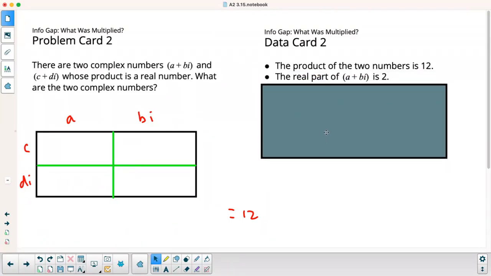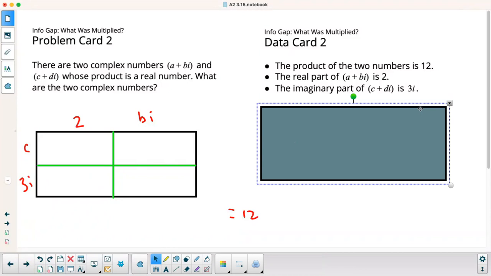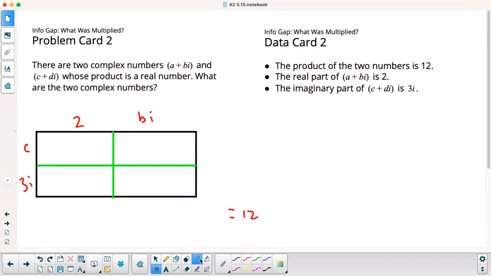What else? The real part of a plus bi is 2. So I'm going to fill in the 2 there. The imaginary part of c plus di is 3i. And I think that's probably all the info they give us. So awesome. All right. So let's see here. So this will be 2c. This will be bci. This will be 6i. And this will be 3b i squared. We know i squared is negative 1. So I'm going to get rid of the i squared and make it negative 3b.